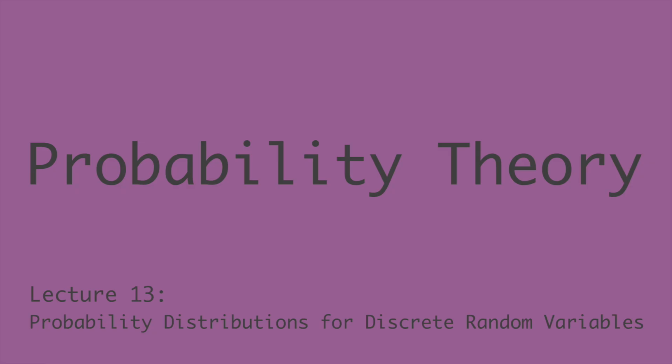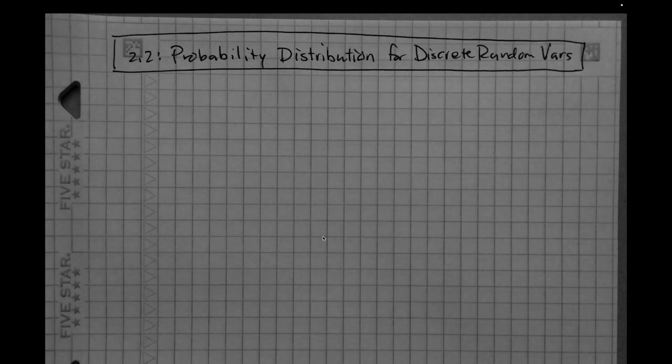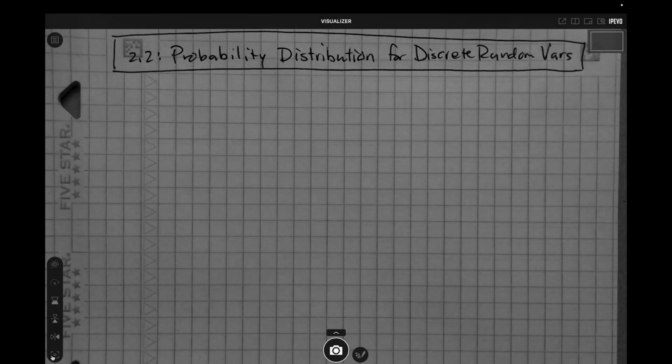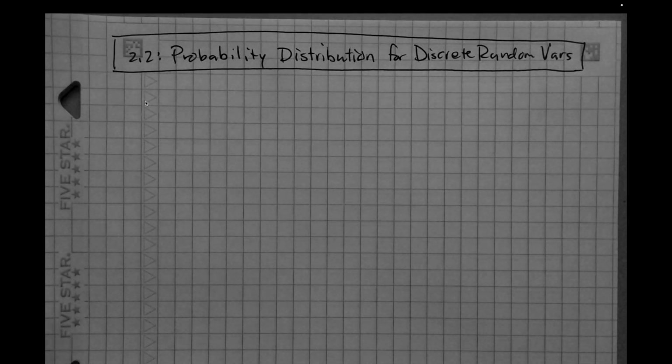And in this section, we want to define the concept of a probability distribution, specifically for discrete random variables. So let's go ahead and jump into it. And we'll call this section 2.2, Probability Distributions for Discrete Random Variables.